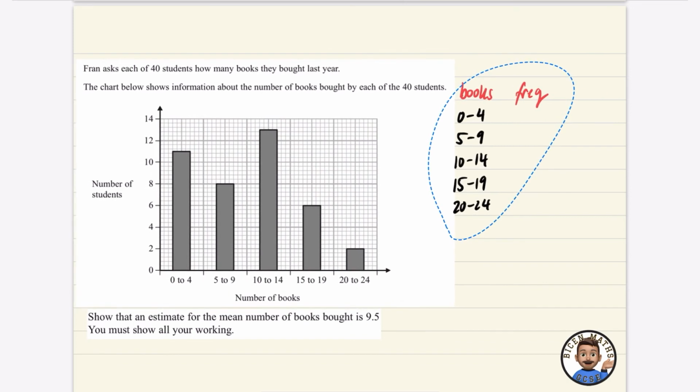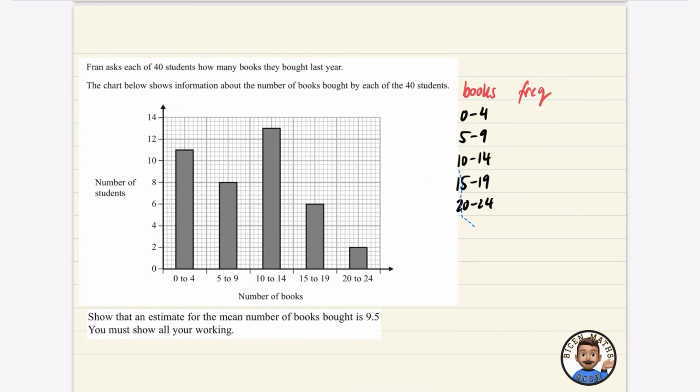Let's just take a little bit more space. I'll leave it there. So I'm going to do the midpoints. Between 0 and 4 is 2. Between 5 and 9 is 7. 10 and 14, the midpoint is 12. We have 17 and we have 22. So these ones here are my midpoints.